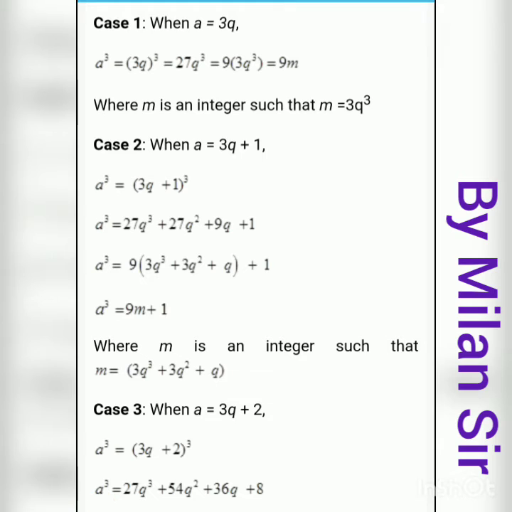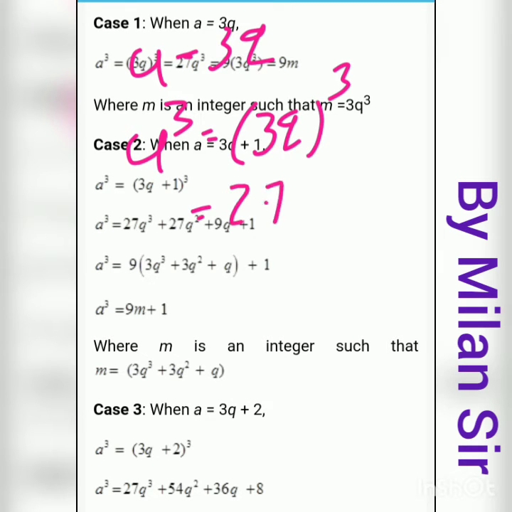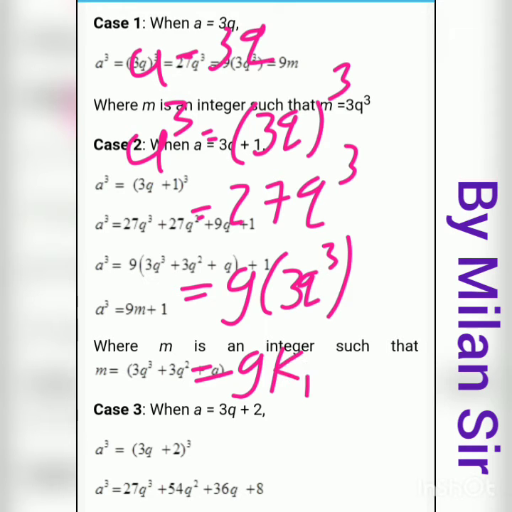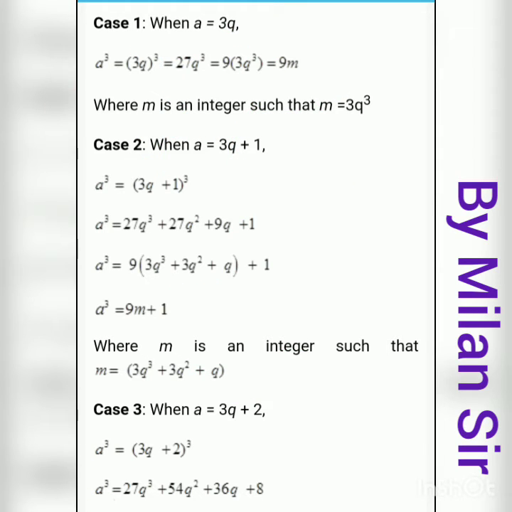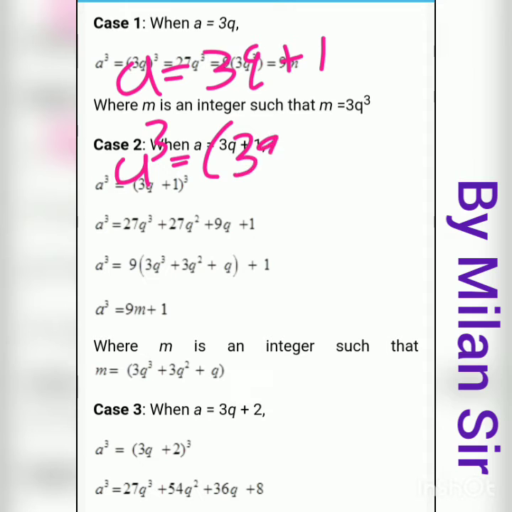Again I repeat this possibility: a is equal to 3q, so take a cube on both sides. So (3q) all cube, here 27q cube. We want 9, so take 9 here, 3q cube, then 9k1. This is the first possibility. Then the second possibility, a is equal to 3q plus 1. We need to take cube on both sides, so (3q plus 1) all cube.